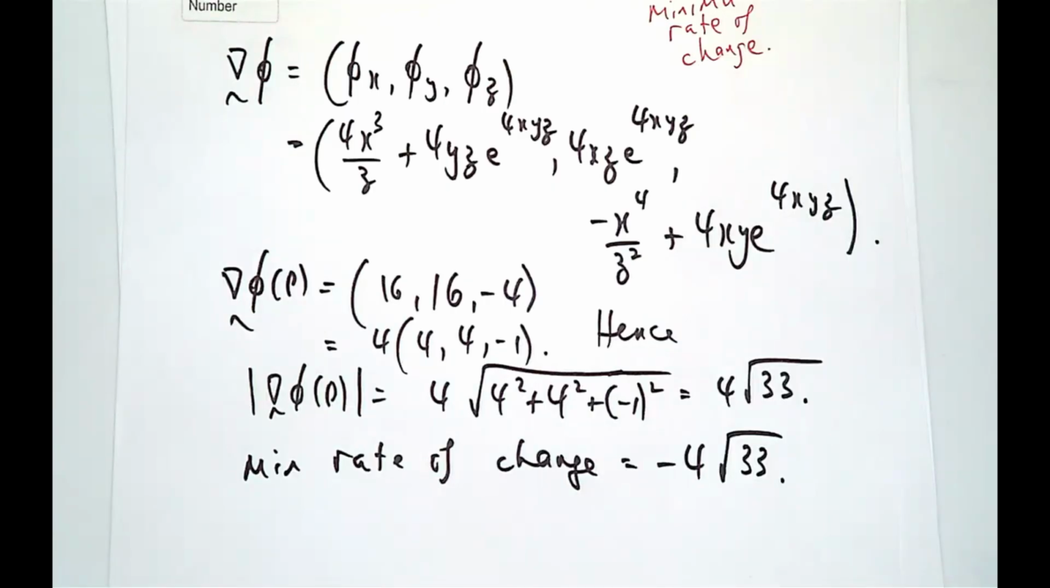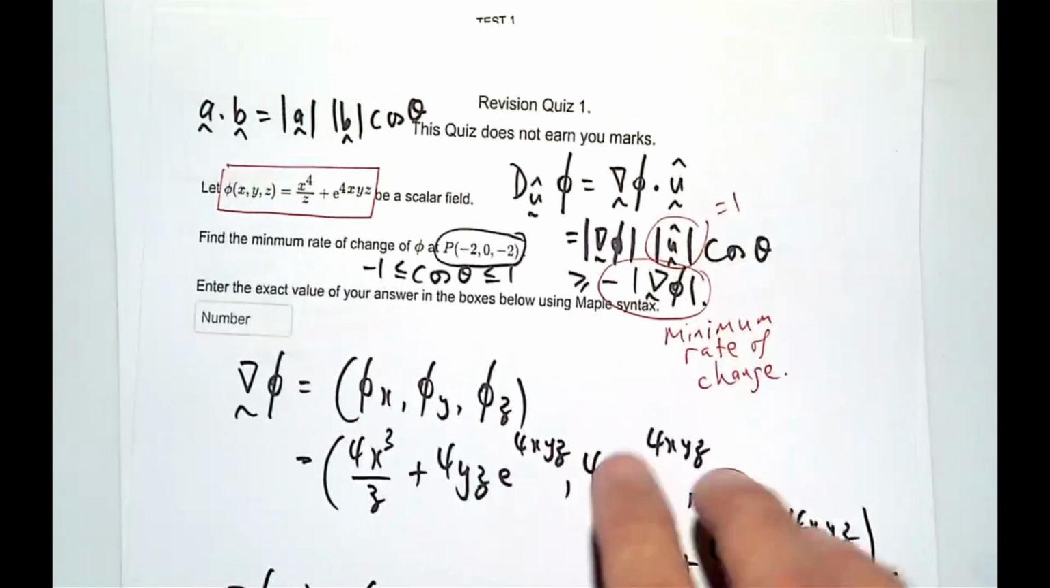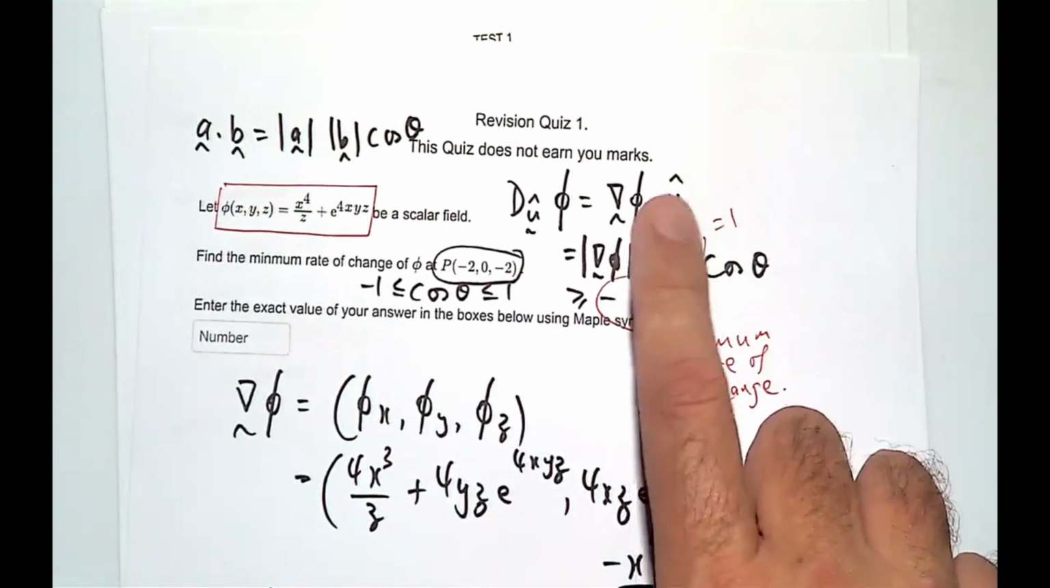Could you explain again why we use the definition of dot product rather than just doing 16, 16 minus 4 and then 1? So your question is about that? Yeah?